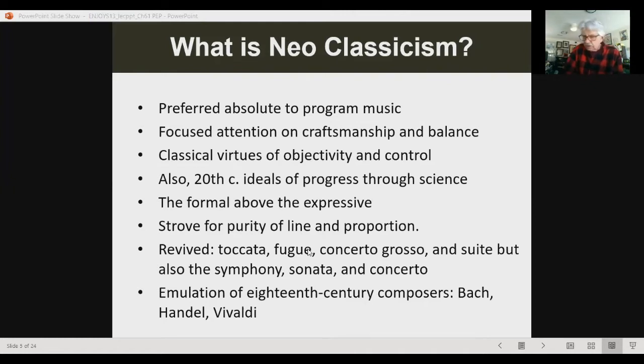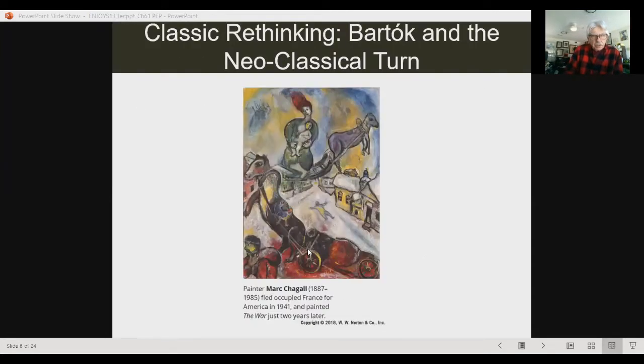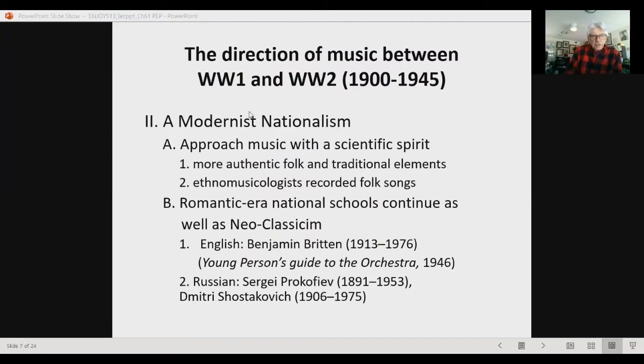Because we talk about it, we say that Bartok is neoclassicism. And here we're talking about the music that is between World War I and World War II. And this is probably a better slide to start with here, right? And so it's an approach to music with a scientific spirit, right? And they used authentic folk music and traditional elements.